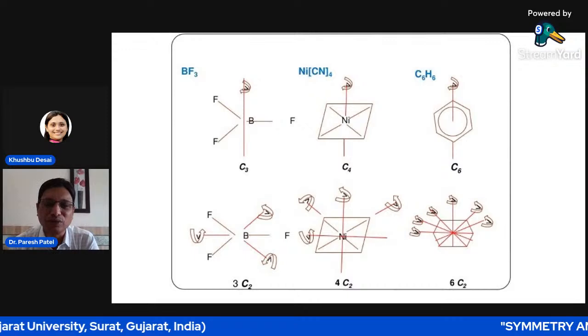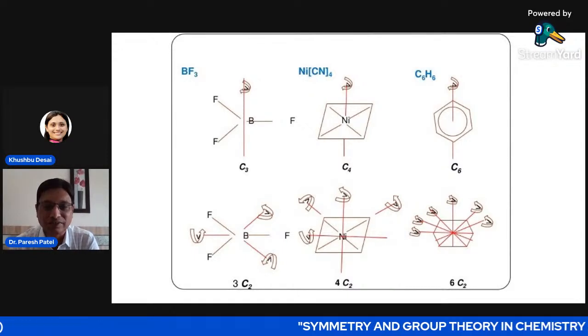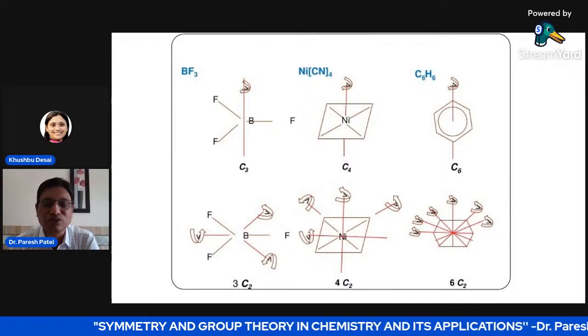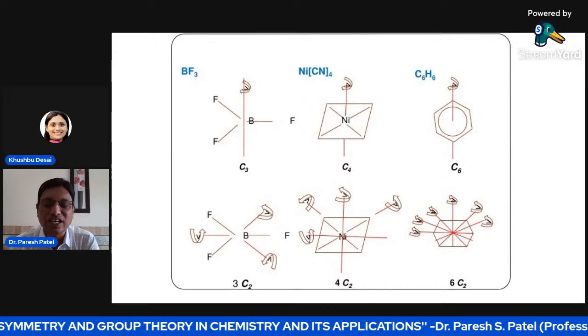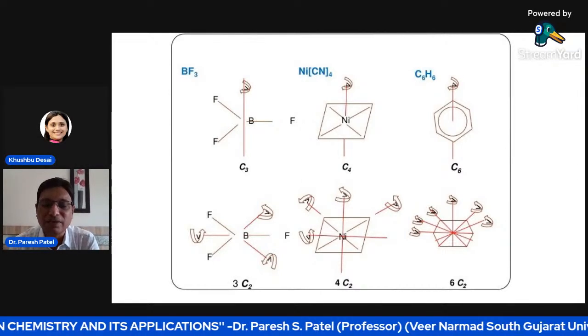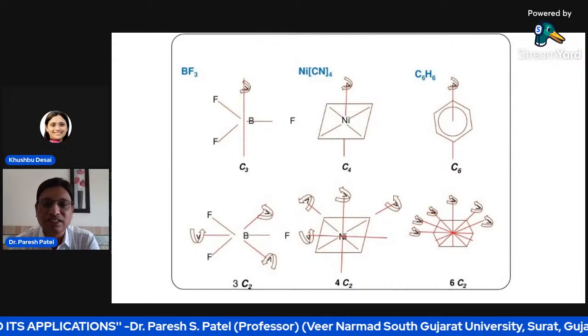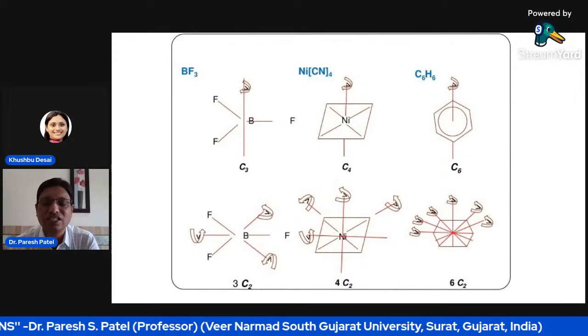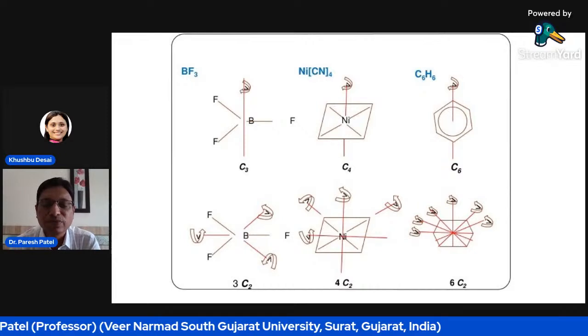So how do we find the order of axis? n is equal to 360 by theta. Okay, in the case of the benzene molecule, 360 by 60 is equal to 6. So the order of axis in the benzene molecule is equal to 6. So the symmetry elements can be represented as C6, and C6^1, C6^2, C6^3, C6^4, C6^5, and C6^6. These are the symmetry operations.